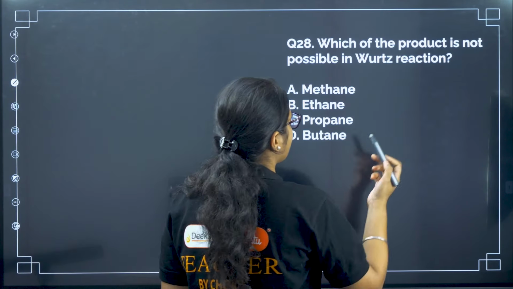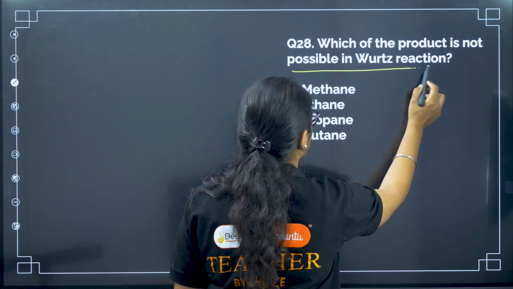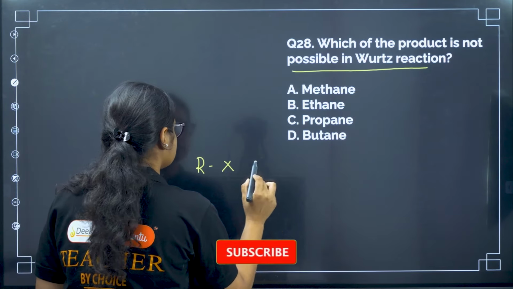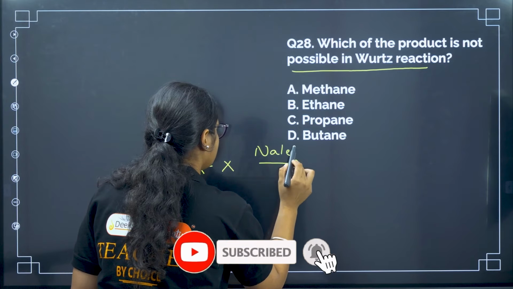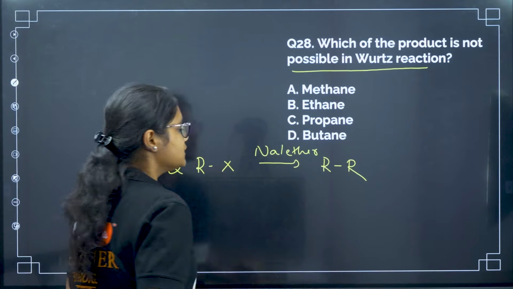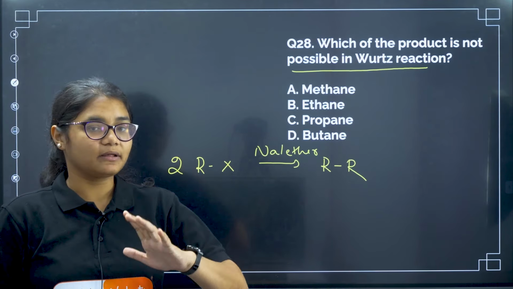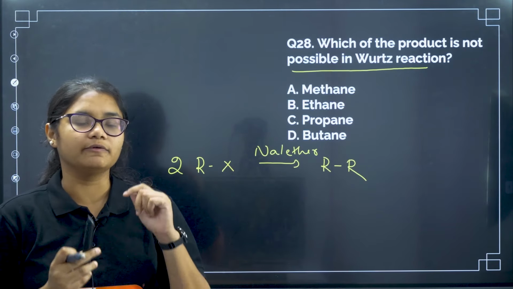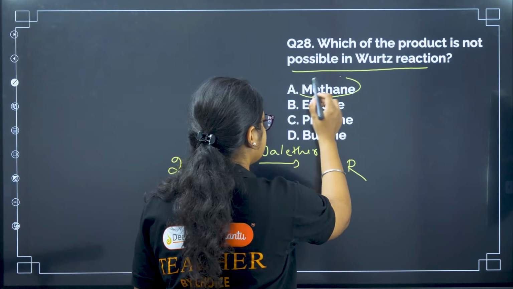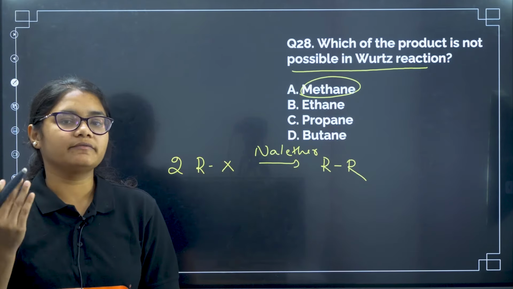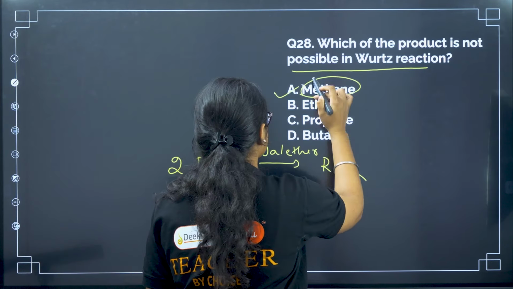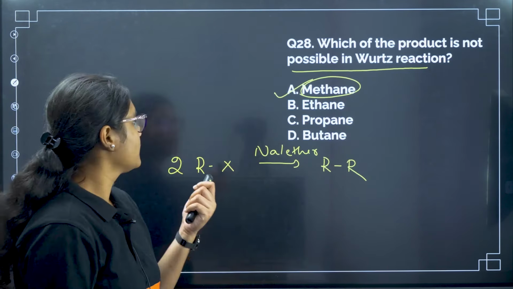Next, which of the following product is not possible in Wurtz reaction? So if you remember, in Wurtz reaction we have RX in presence of Na and ether, okay, we get R-R. Right? So the minimum number of carbon in the product has to be 2. Okay, you cannot have a product with carbon less than 2. So the option number 1, that is methane, we cannot produce a product with 1 carbon in the Wurtz reaction. So the correct answer for this question will be option number A.